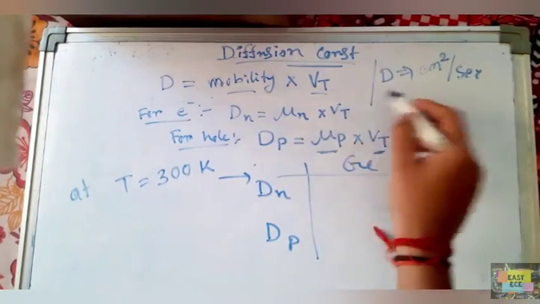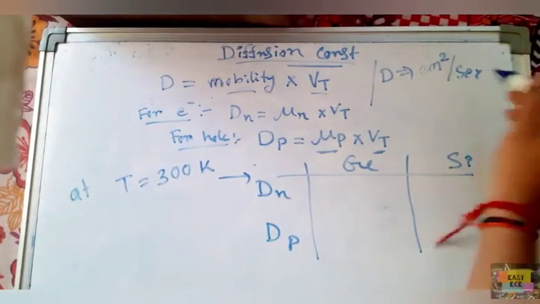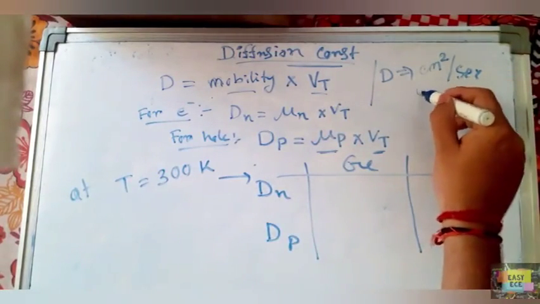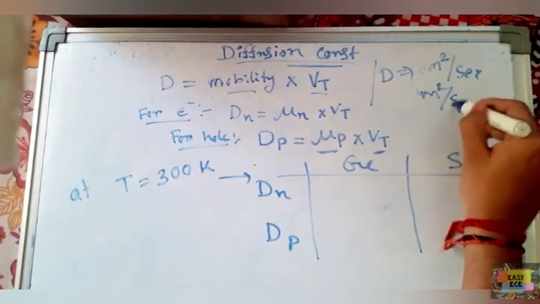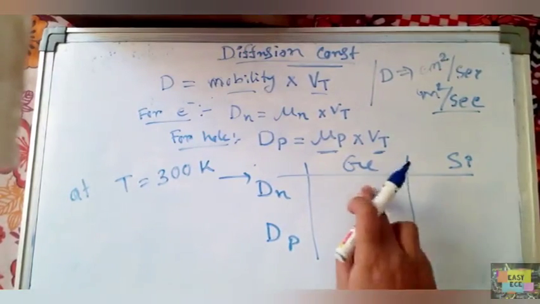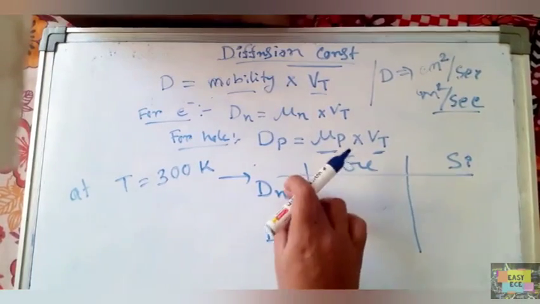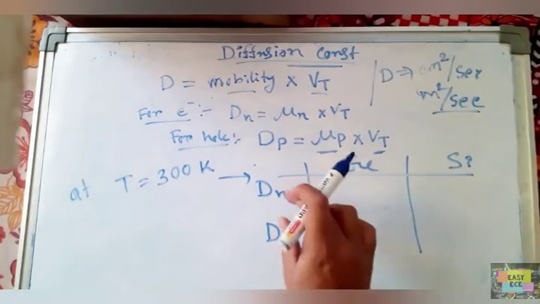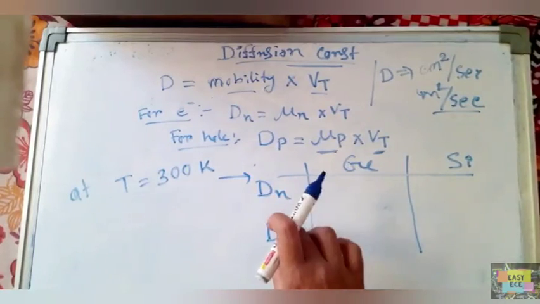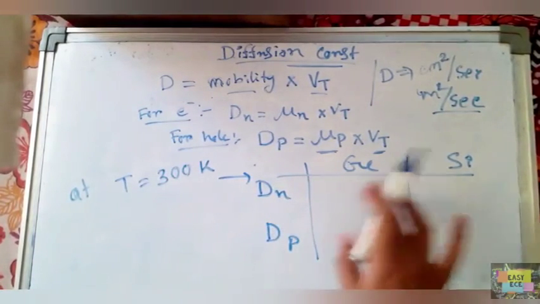That means into volt, that is Vt, volt. So volt cancels out, and it becomes centimeter square per second or meter square per second. This is the unit of the diffusion constant, that is D. Now let's talk about the values of Dn and Dp for germanium and silicon, the electron diffusion constant and the hole diffusion constant.